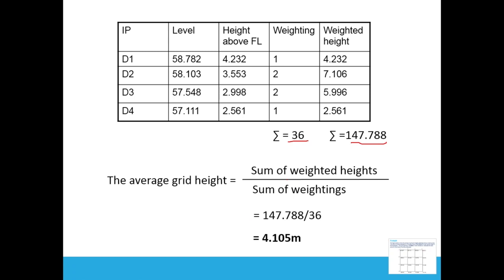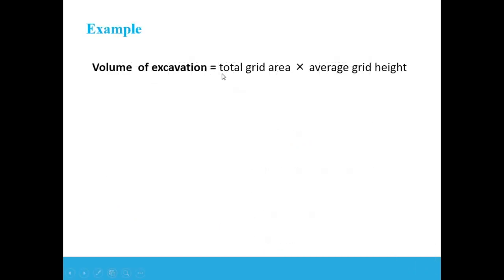Yes, the volume is the area times this number, which is the average grade height. So the volume of excavation is the total grade area times the average grade height. The average grade height is 4.105, and the total area for this example is 30 by 30 meters. So the volume of the excavation in this case is 3694.5 cubic meters. This is the amount of soil to be excavated for this case. Thank you very much for listening.